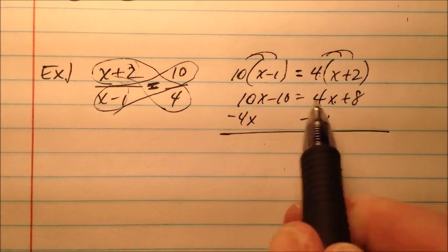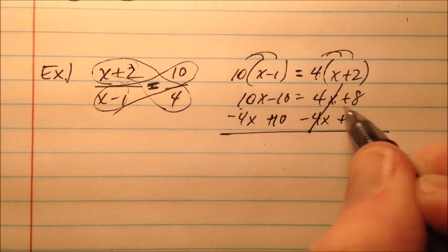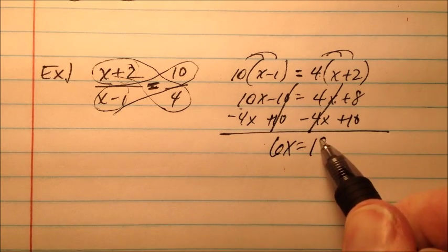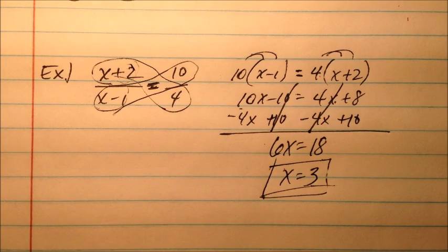So we can subtract 4x from both sides to get rid of those. We can add 10 to both sides to get rid of those. So I have 6x equals 18. So it looks like my value of x is just going to be 3.